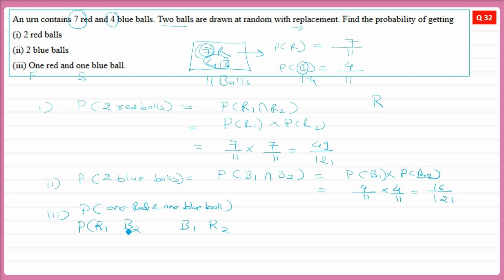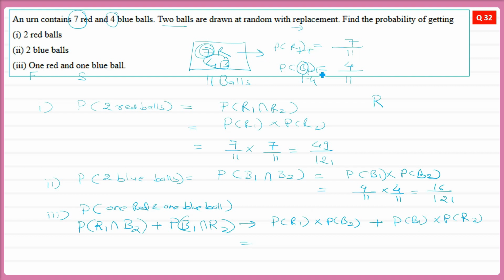So the probability of R1 intersection B2, red first ball and blue second ball, plus the probability of B1 intersection R2, that means blue the first ball, red the second ball. Now since these are independent events, just multiply them. P(R1) multiplied by P(B2) will be the first term. The second term will be P(B1) multiplied by P(R2). Now all these probabilities we know. The red probability, whether it is P(R1) or P(R2), remains the same.